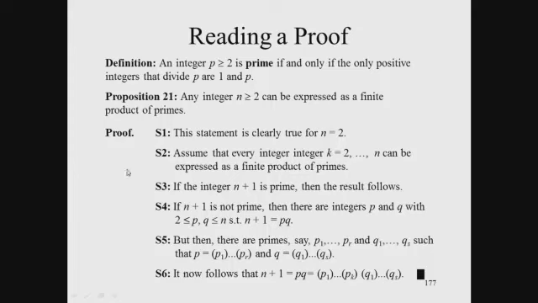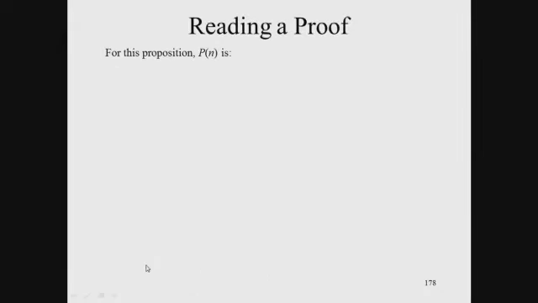Okay, our goal is to understand these statements in the context of proof techniques, and in this case, obviously, in terms of induction. So, to begin with, we need to be sure we understand what the statement P of n here is. Can somebody tell me what is P of n from the proposition? N can be expressed as a finite product of primes.